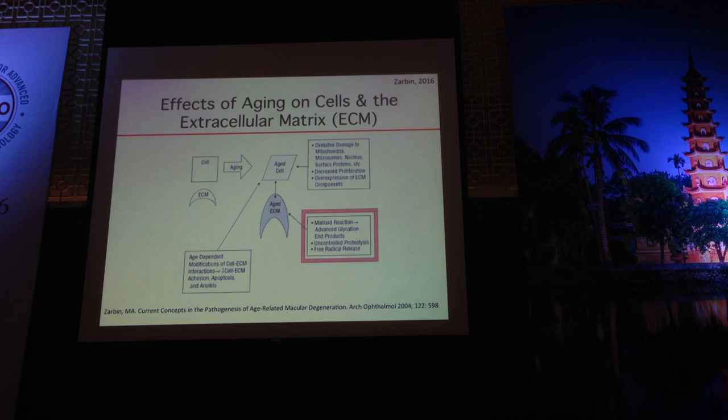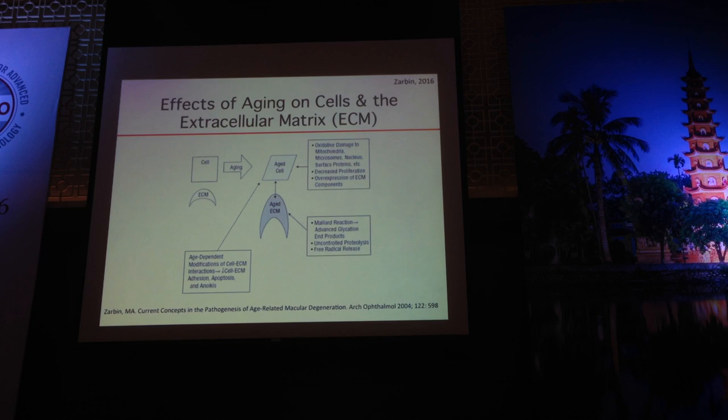The Maillard reaction is a reaction in which carbonyl groups of sugars interact with amino groups in proteins to make linkages, creating molecules called advanced glycation end products. And these molecules are very toxic to cells, and in particular to RPE cells. So this is just aging, and aging is not the same as age-related macular degeneration, as I'm sure you know, because you can be 100 years old and not have age-related macular degeneration.